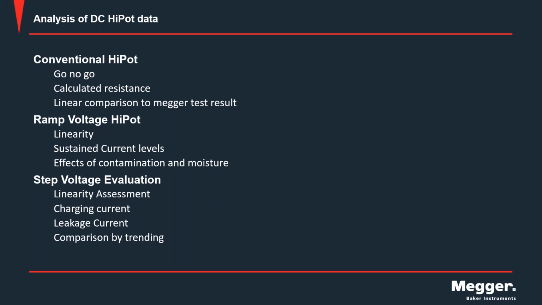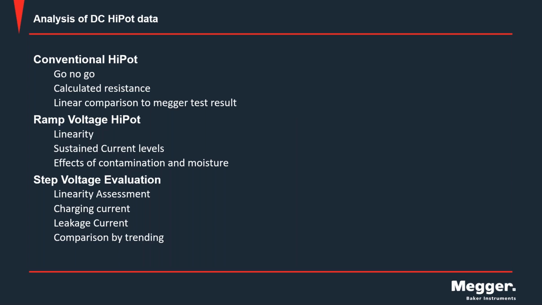So once we achieve that 1 minute mark, we're going to grab our current. We're going to calculate the resistance, temperature correct it, and then compare it to a minimum value. You can kind of do a linear comparison test or comparison to the MEGGER test result to get some indication of linearity there.